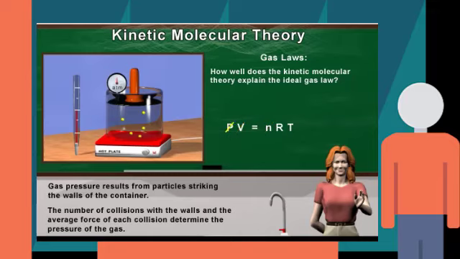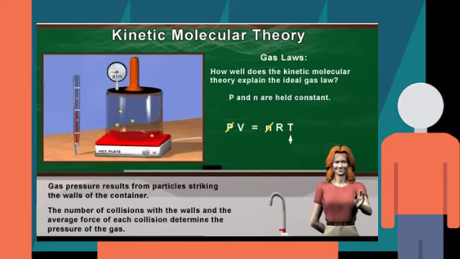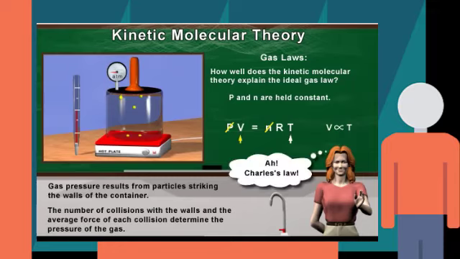What happens if the temperature is increased while pressure and the quantity of a gas are held constant? The increase in temperature must be followed by an increase in volume to assure constant pressure. Therefore, volume is directly proportional to temperature. You should remember this as Charles's law.